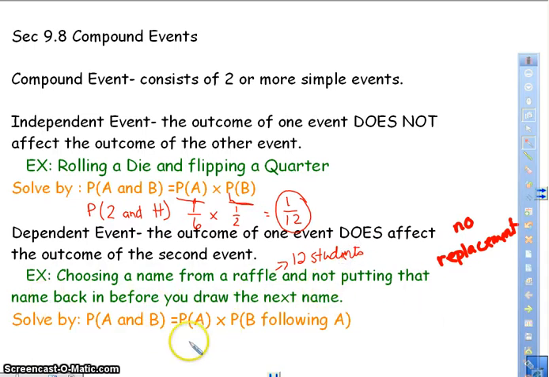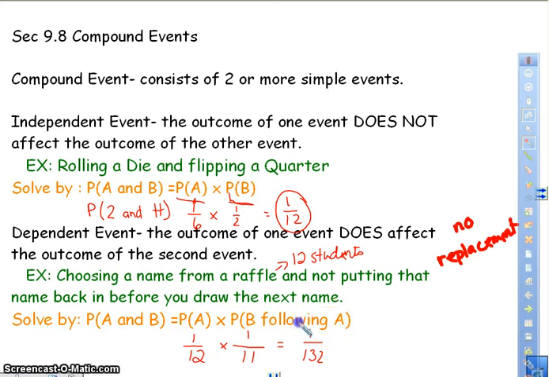The probability that the first name is chosen would be 1/12. But my next probability would not be out of 12 anymore. Now it's going to be out of 11, 1 out of 11. Okay, so see how that's affected? The denominator in this case is affected by the first event. That's why it's dependent. So it's not going to be 1/12 times 1/12. It's going to be 1/12 times 1/11 because that's how many names are left in the raffle. Okay, and that would be 1/132.